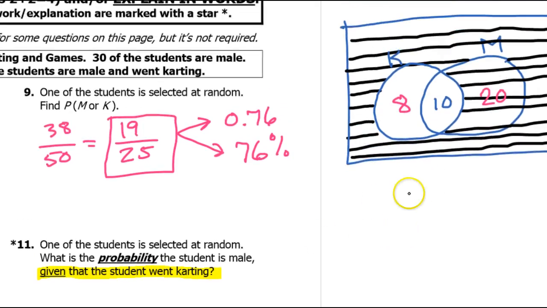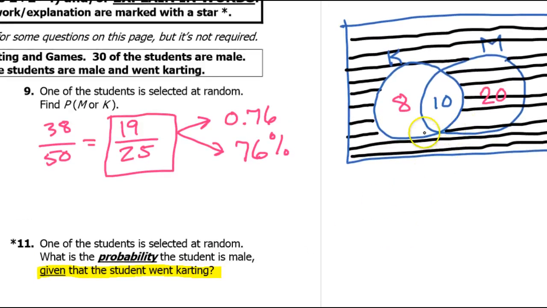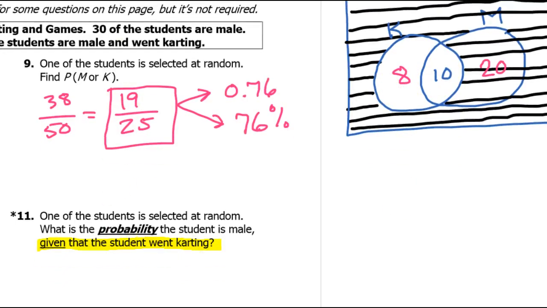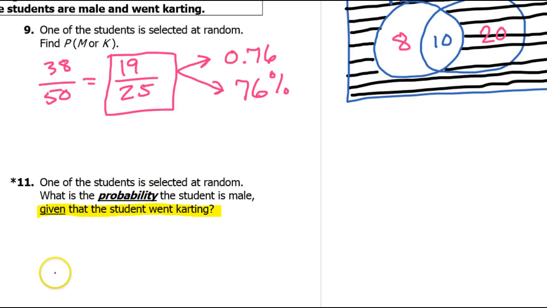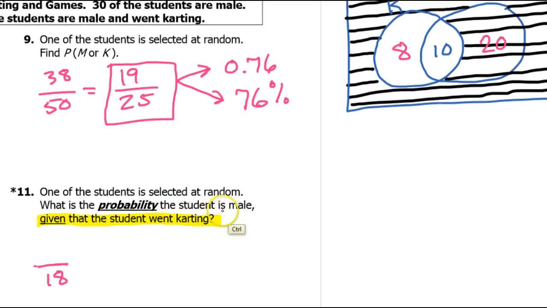So the total is no longer 50. Now the total is 18. All right, see it? Total of 18. So when we do this target over total for the probability, I'm going to put 18 in the denominator. Okay, what's the probability that the student is male? So male is the target.